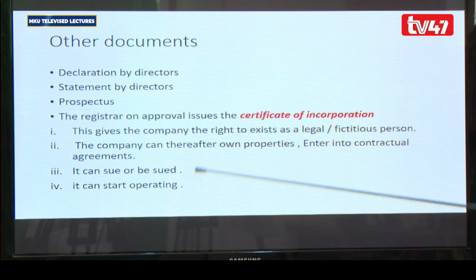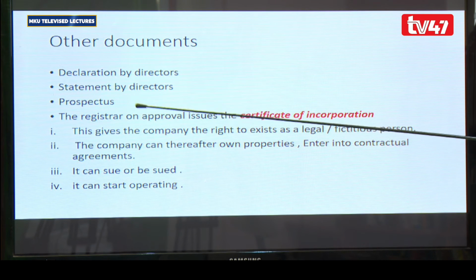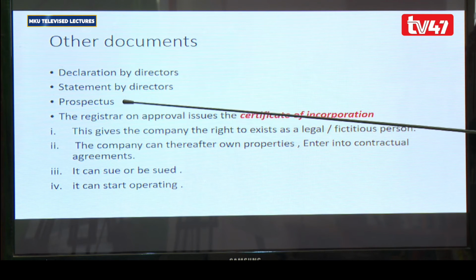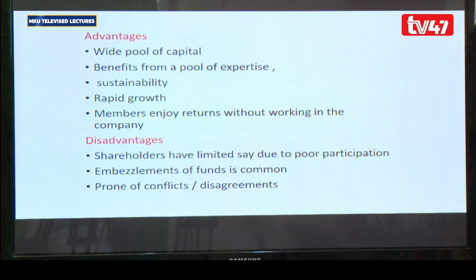Having received the certificate of incorporation, the company or the directors now prepare what we call a prospectus, which is kind of an application form inviting the members of the public to buy shares from the company. That is how it operates. Let's look at what are the advantages and the disadvantages.